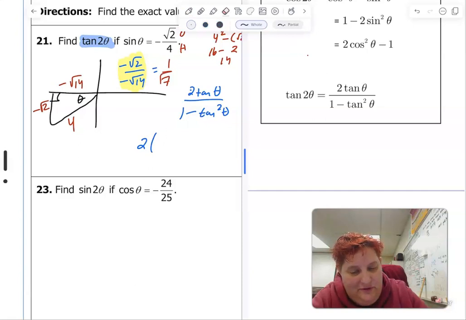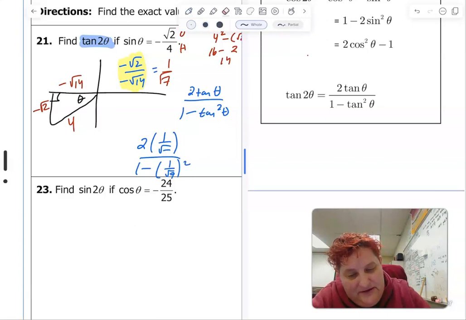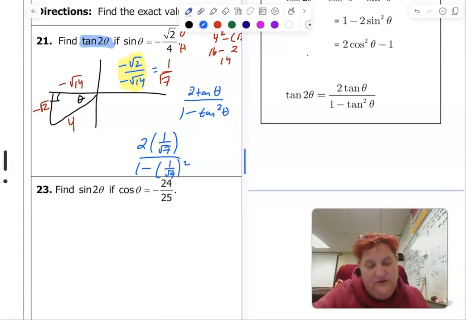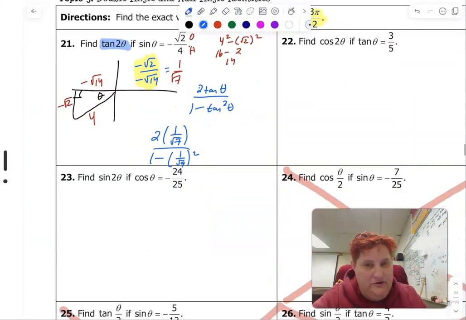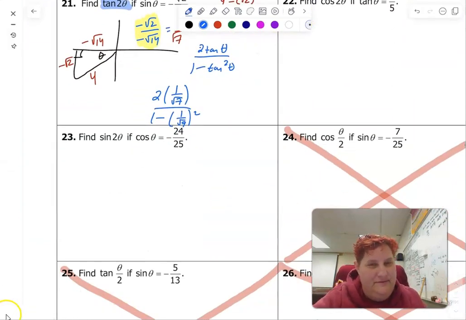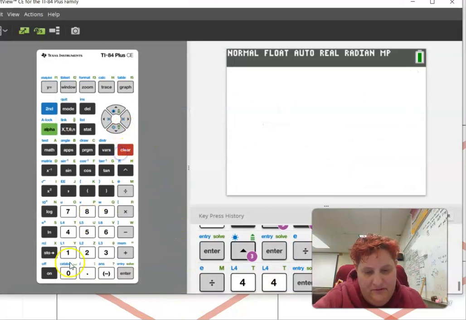But the square root of 1 is 1, so I'm just going to use 1 over square root 7. And then it's 1 minus 1 over square root 7, squared. Now, this is not going to come out very nice on the calculator. I can already tell you it's not. It's probably going to be a decimal, and it's not going to turn into a fraction because of that square root 7. So if you have a problem like that, that's fine. Just put the decimal value, okay?